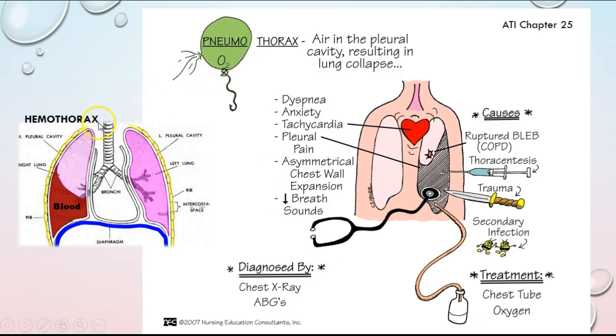Pneumothorax, hemothorax, just know again what it is. Pneumo obviously is going to be air that is in the pleural cavity that typically is a result of a lung collapsing, and you can see all the different ways that can cause it. Treatment obviously is going to be a chest tube and giving that patient O2, diagnosed by chest x-ray and ABGs. Here are some of your signs and symptoms. And hemothorax is basically when there is blood in the pleural cavity that can result in compression against the lung.